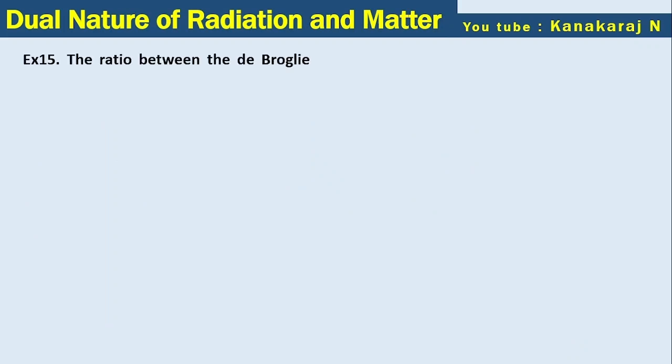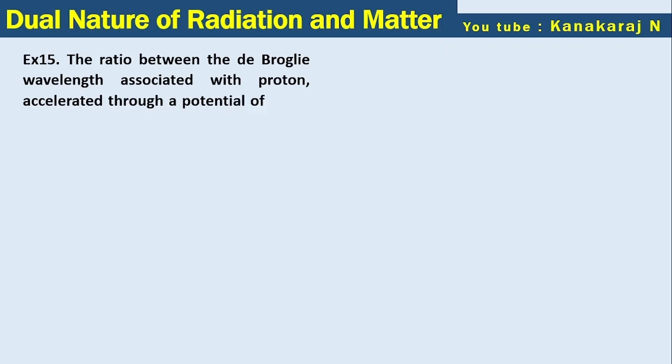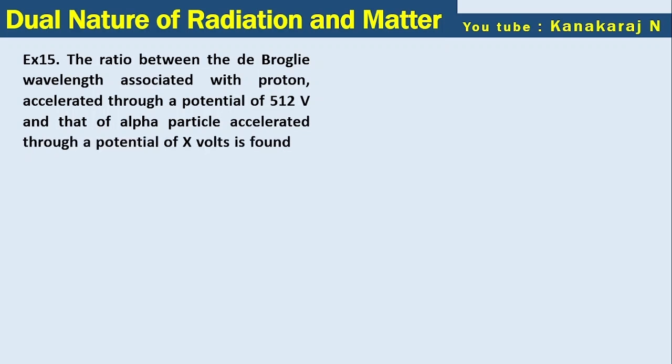The ratio between the de Broglie wavelength associated with the proton accelerated through a potential of 512 volt and that of an alpha particle accelerated through a potential of x volt is found to be 1. Find the value of x.